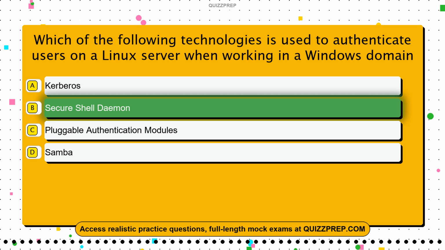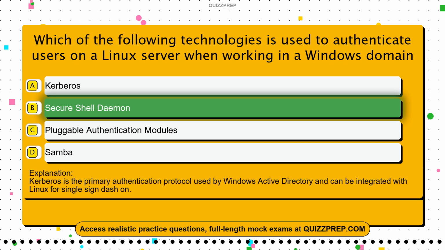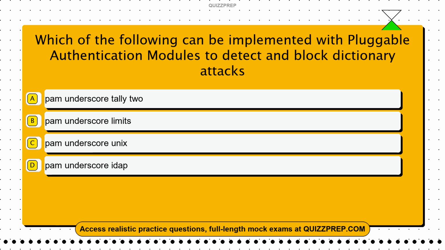The correct answer is option B, Secure Shell Daemon. Kerberos is the primary authentication protocol used by Windows Active Directory and can be integrated with Linux for single sign-on. Question 78. Which of the following can be implemented with pluggable authentication modules to detect and block dictionary attacks?